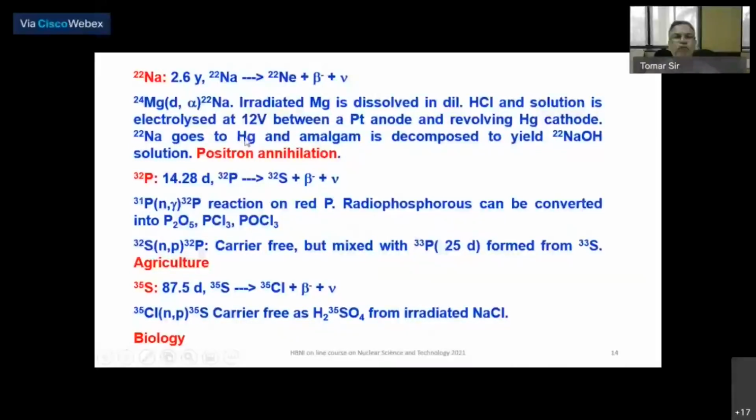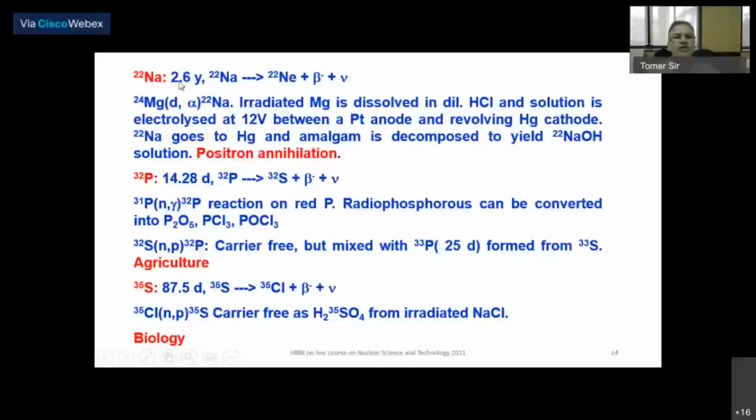dissolve it in dilute HCl, and then the solution is electrolyzed at 12 volts between a platinum electrode anode and a revolving mercury cathode. Sodium 22 goes to the mercury as an amalgam, which is decomposed to yield a sodium hydroxide solution. So sodium 22 is available as sodium hydroxide solution, which is used as a positron source.